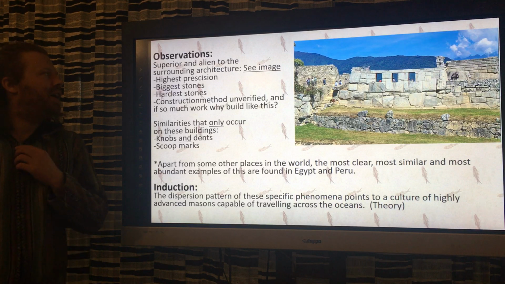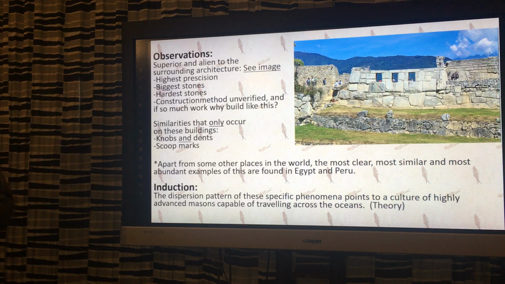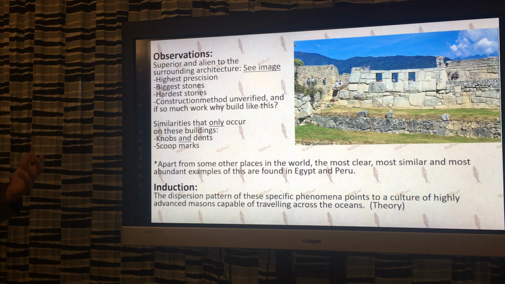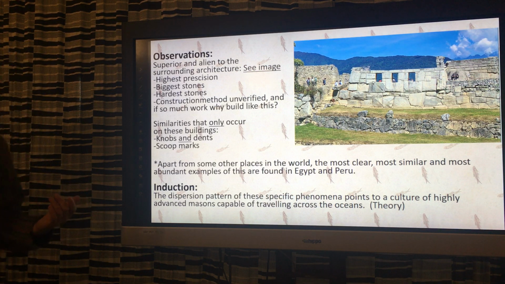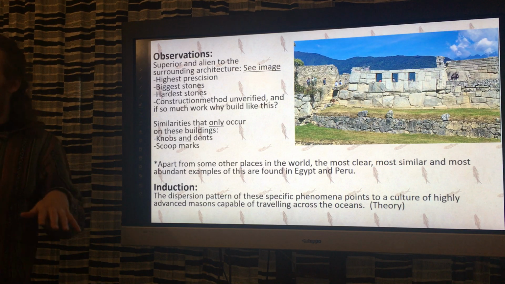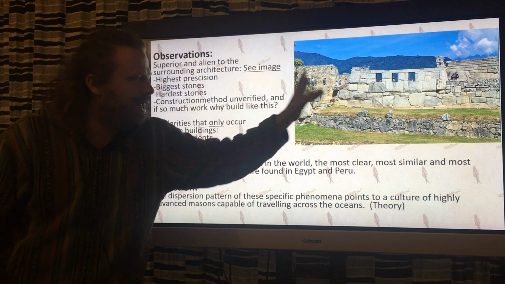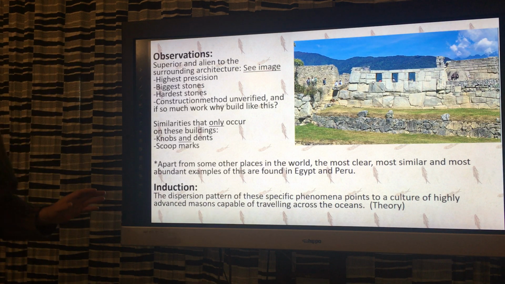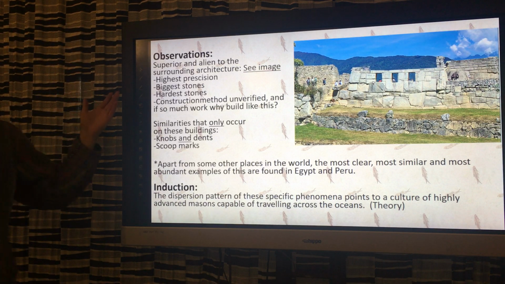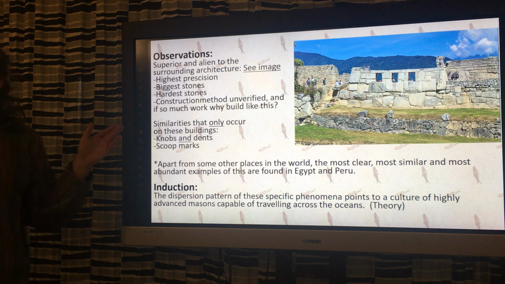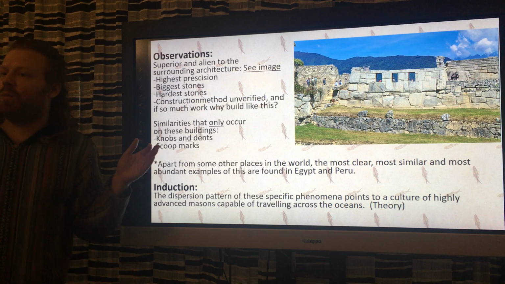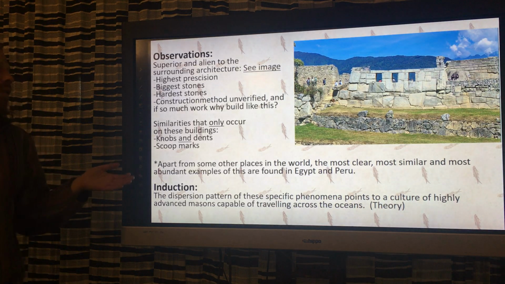So what are the observations? Well, the observations are that these megalithic buildings that we looked at are superior and alien to the surrounding architecture. It's really a different thing. They have the highest precision, the biggest stones. They use the hardest stones. And the construction method of these buildings, as we've seen in the fieldwork analysis, is unverified.